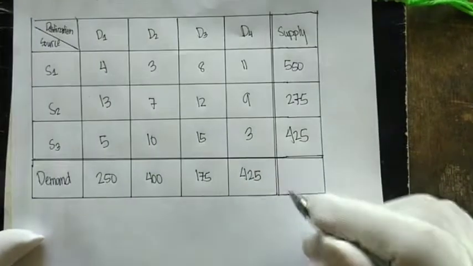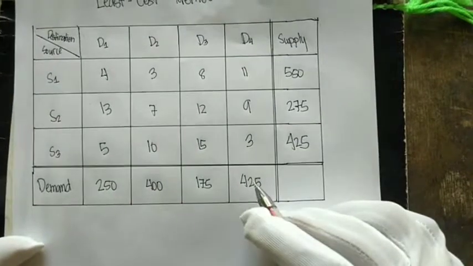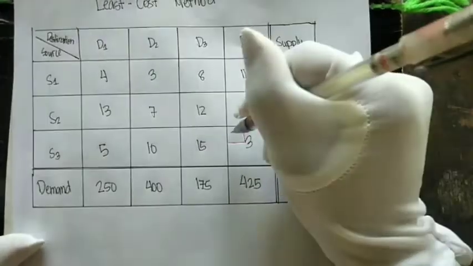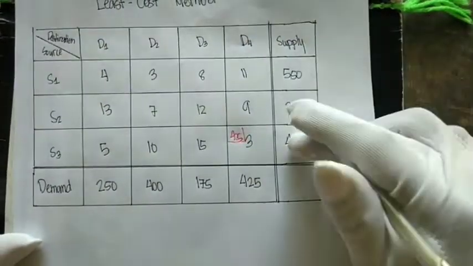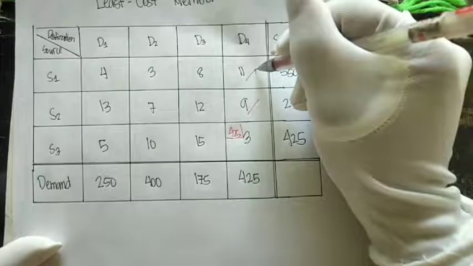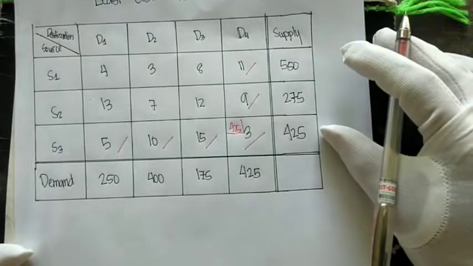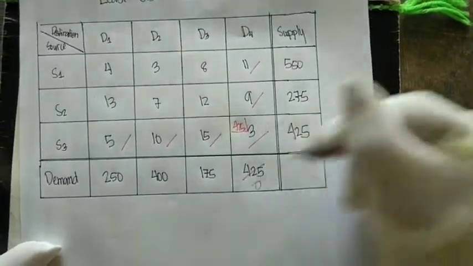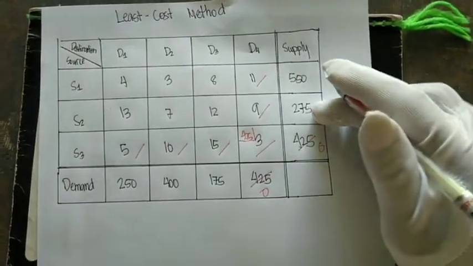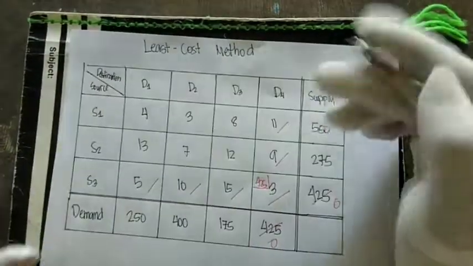Since the supply is 425 and the demand is 425, we allocate the 425 here and cancel out the column and also this row. So this will be 0 and this will be 0. Our next step, we will move to the other lesser value, the duplicate number 3.